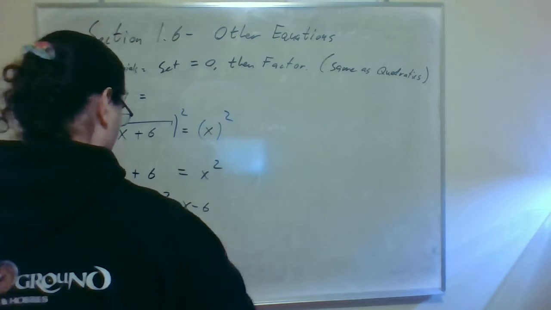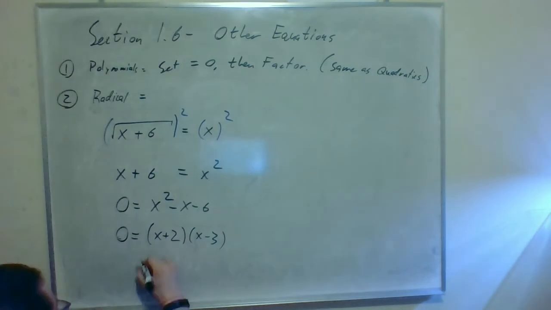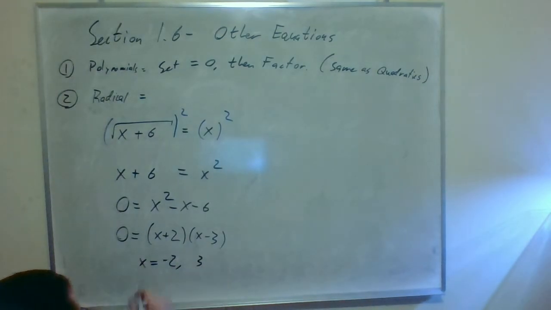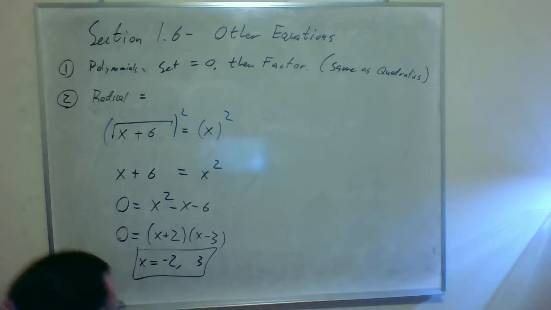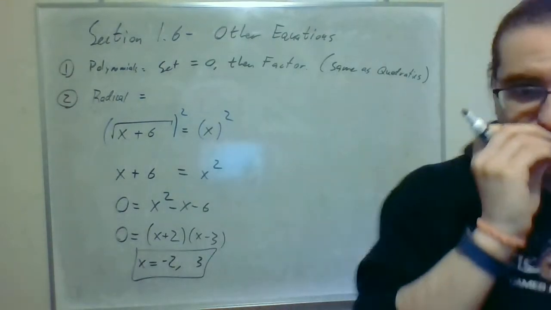So it should be x plus 2 and x minus 3. Those are the factors. If these are the factors, then the solutions are x equals negative 2 and x equals 3. Here's where these get a little bit tricky.